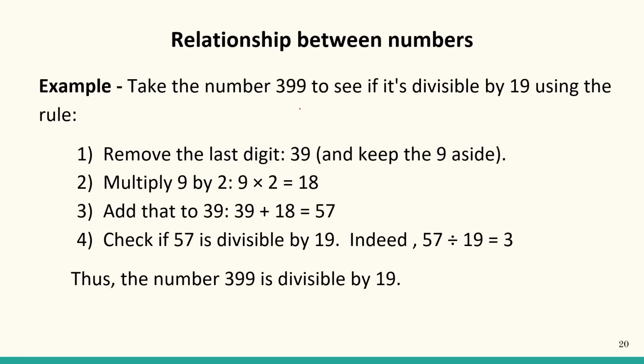Let's take another example, that is 399, to see whether it is divisible by 19. Let's apply all 4 criteria. Remove the last digit, and after removing it, we are left with 39. Then we multiplied 9 by 2, or doubled it, and got 18. Then we added them and got 57. What we need to check is whether 57 is divisible by 19 or not. Yes, as 19 into 3 is equal to 57. So 399 is divisible by 19. Okay, we can conclude it from here.